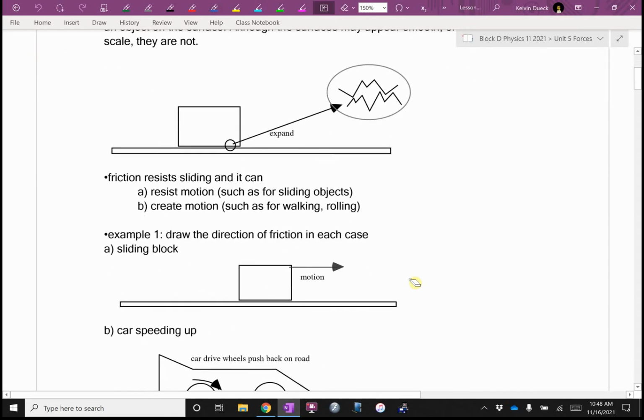The key concept with friction is that it resists sliding. In fact, those are the two words that you want to underline, because that's how you're going to figure out the direction of friction. Because friction resists sliding, it can resist motion, like when you tried to slide your hand across your desk just now, but it can also create motion, like for walking or rolling for cars.